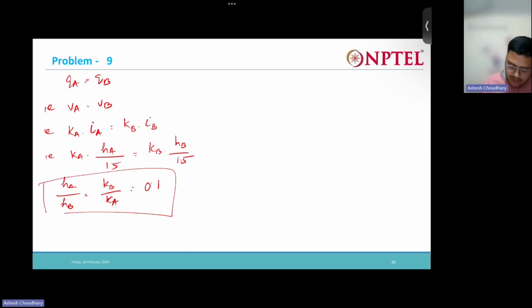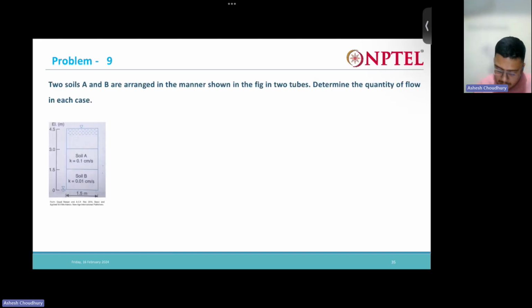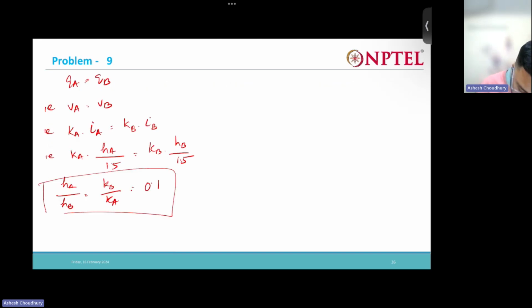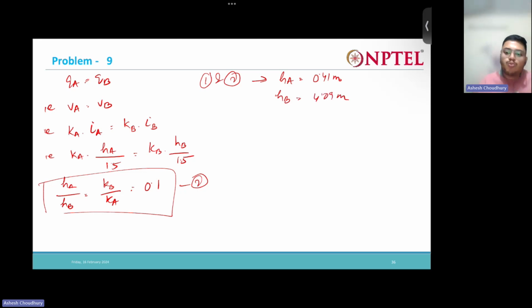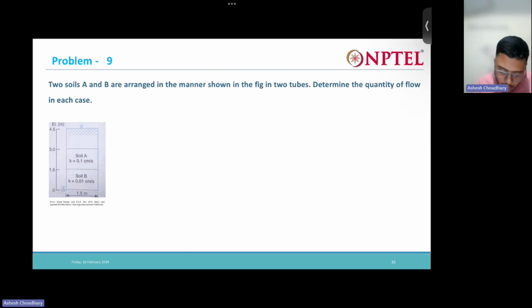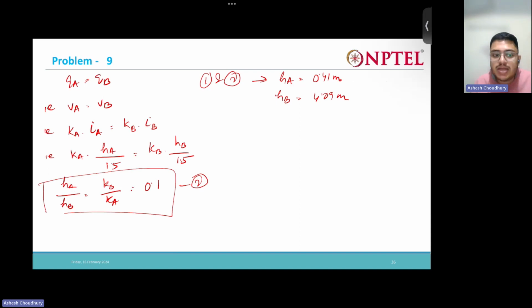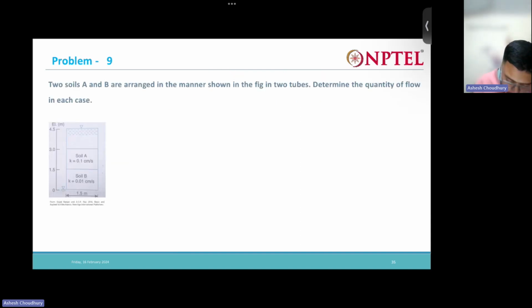So from here you got one relation: HA by HB is equal to 0.1, and one more relation is HA plus HB is equal to 4.5. If you use these two equations, equation 1 and equation 2, you can get HA is equal to 0.41 meters and HB is equal to 4.09 meters. So you can see out of 4.5 meter total head loss, 0.41 meter head loss is occurring in soil A, and the other 4.09 meter head loss is occurring in soil B.